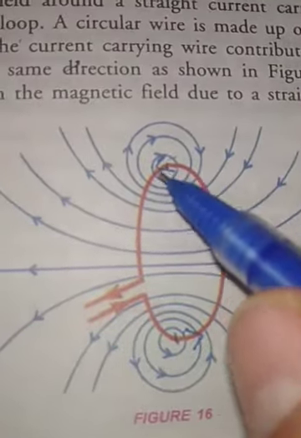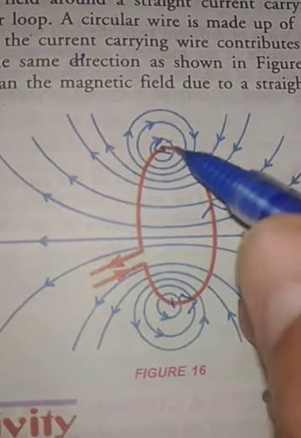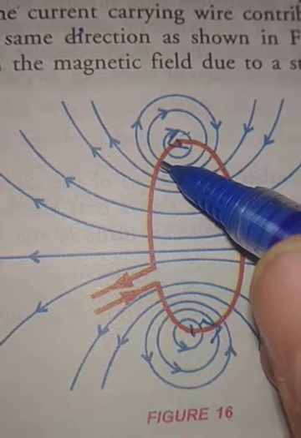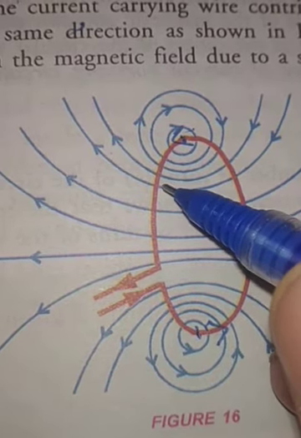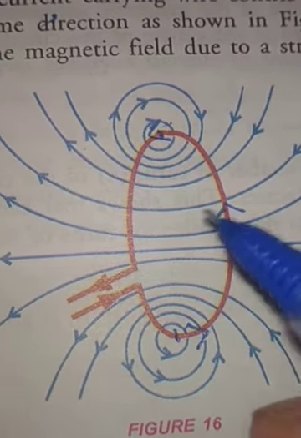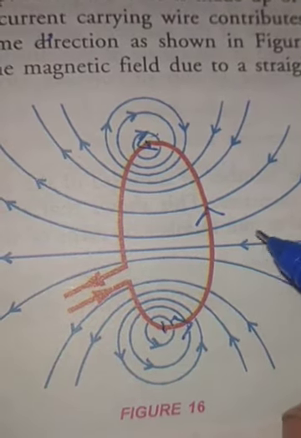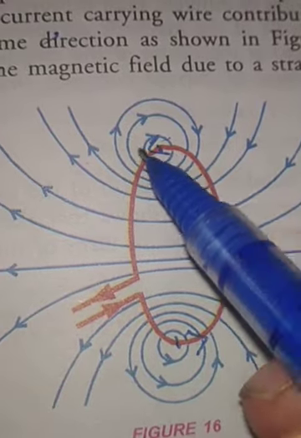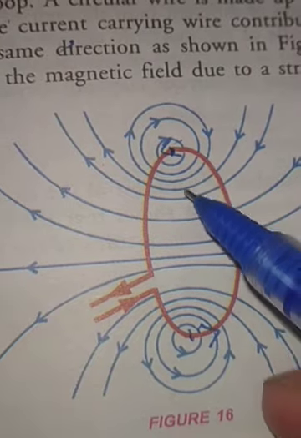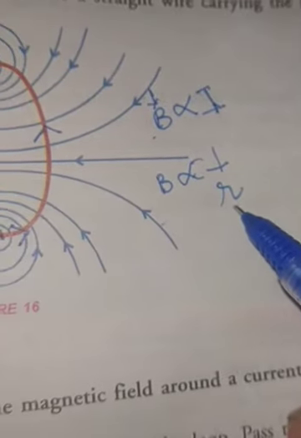Second thing, magnetic field is inversely proportional to the distance. Distance means if you are moving away from the center, you can see here magnetic lines are very closely packed, but when you are moving away from it, the distance between the magnetic lines is increasing. Here we will get straight lines, means very low magnetic field. When you go away from the magnetic field center, you will get fewer magnetic lines, means less magnetic field. So magnetic field is inversely proportional to the distance.